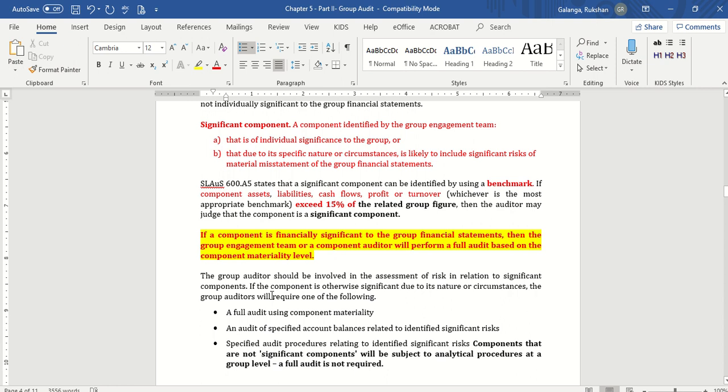Require one of the following. If component is otherwise significant, either they can do what? A full audit using the component materiality, or else audit of specified account balances relating to the identified significant risk. ඒ කියන්නේ සමහර වෙලාවට මේ අපි subsidiary company එක ගත්තොත් ඒ component එක significant කියලා recognize කරන්නේ නැහැ. හැබැයි බලනකොට සමහර areas තියෙන පොඩි සැක තියෙන. අන්න ඒ ටික විතරක් අපි audit කරනවා.